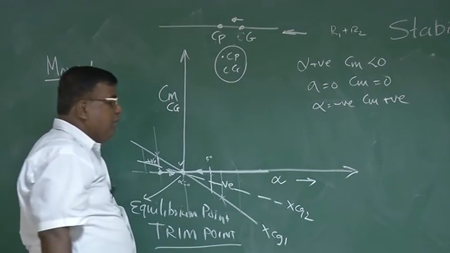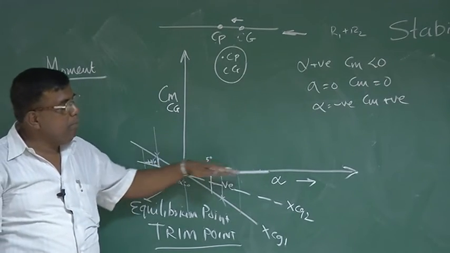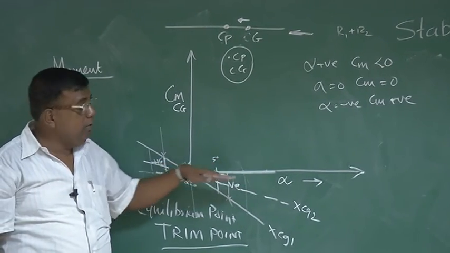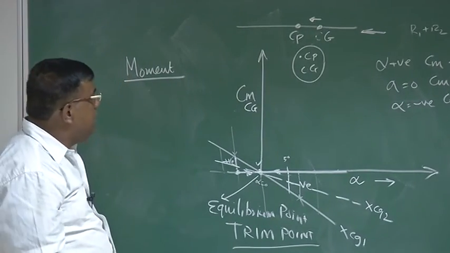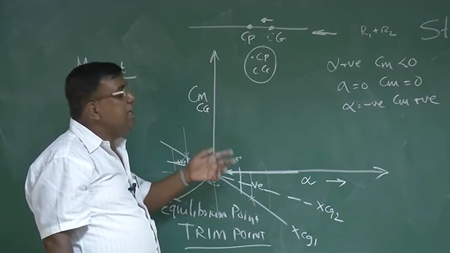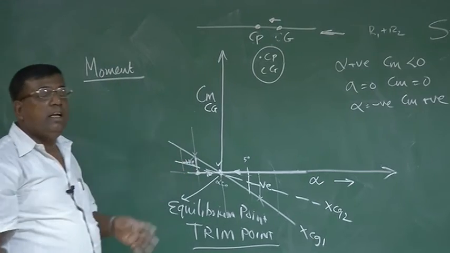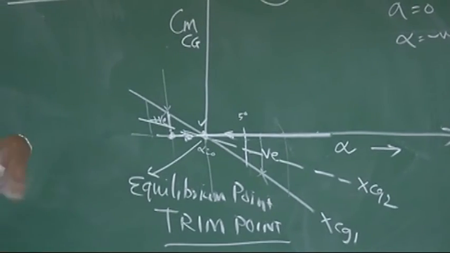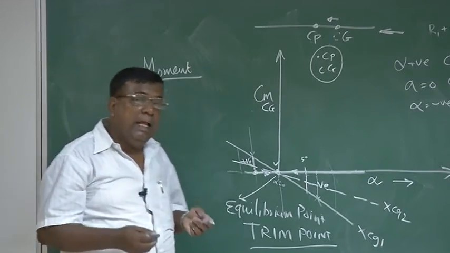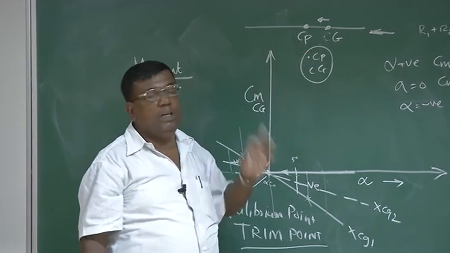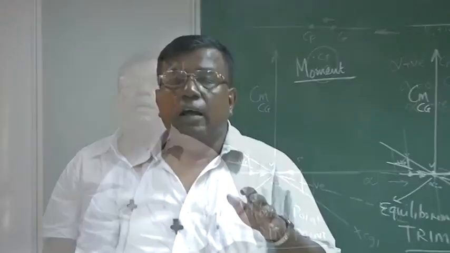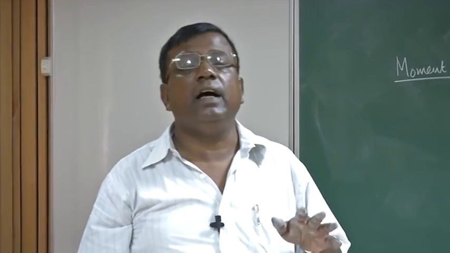Whatever disturbance you give, the slope of this line will become 0, or it will become parallel to the x-axis. So what is the message here? The message here is, whenever I am talking about Cm versus alpha, I should be very clear about what point. It is basically about the center of gravity. And as I move the center of gravity closer to the center of pressure, it will have an effect in terms of reduction in static stability.